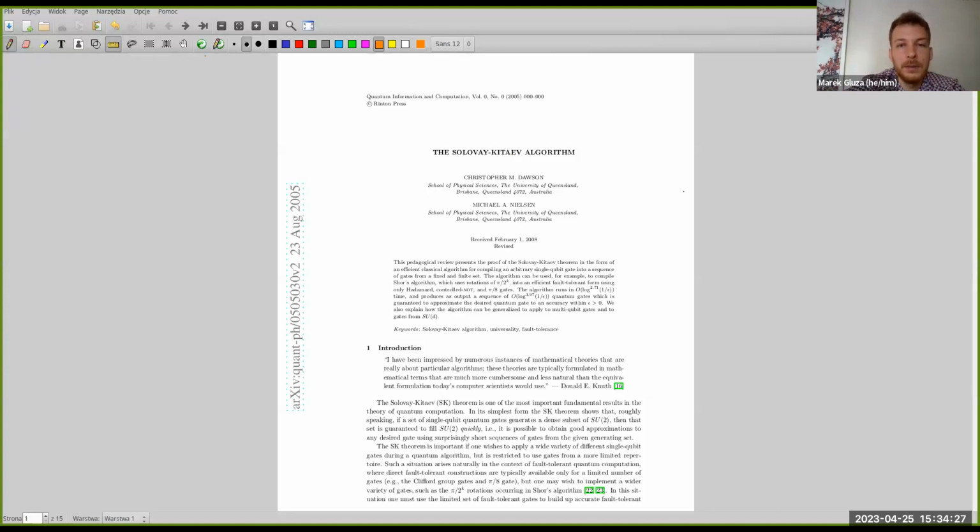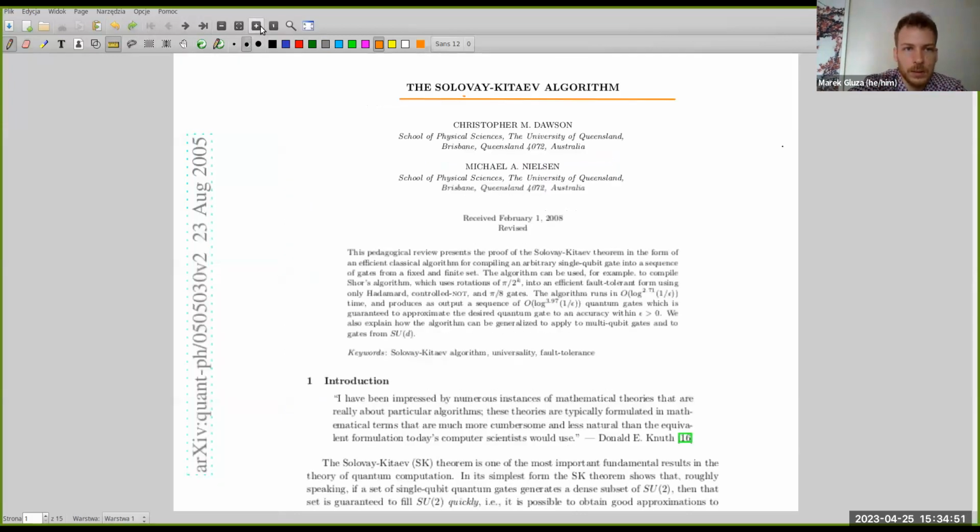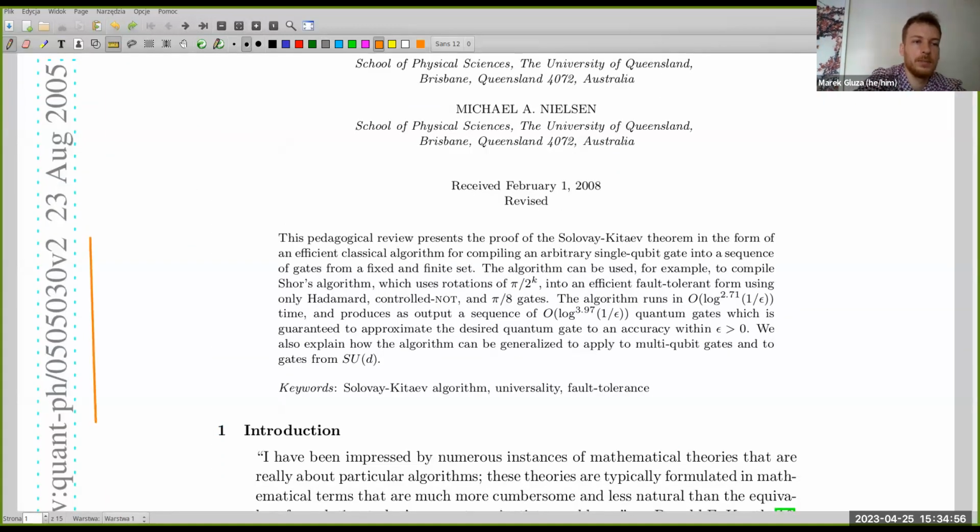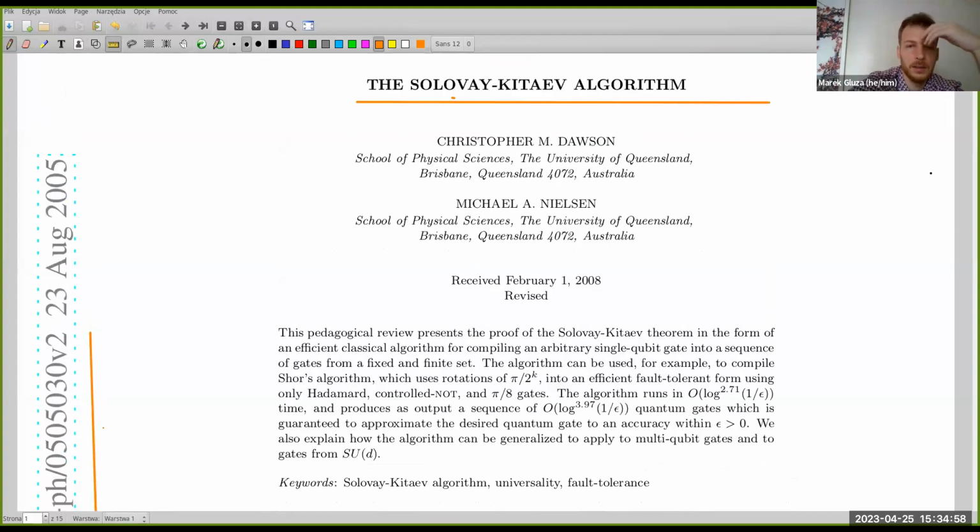Today the subject will be the Solovay-Kitaev algorithm, and here's the archive number. So quant-ph 0505030 by Dawson and Nielsen. Okay, that's the standard, traditional reference for this Solovay-Kitaev algorithm. Zooming in a bit more. So still the number here, title and paper.